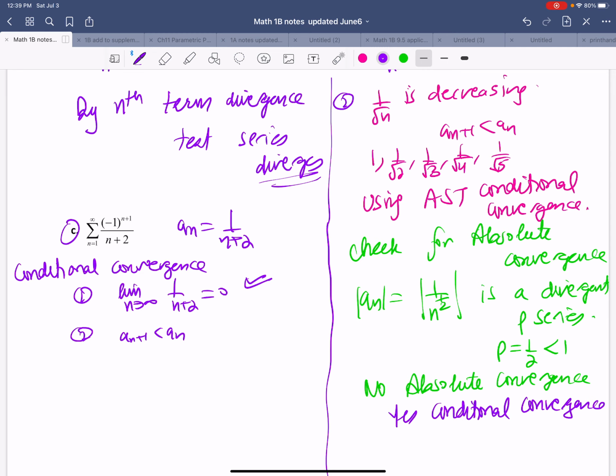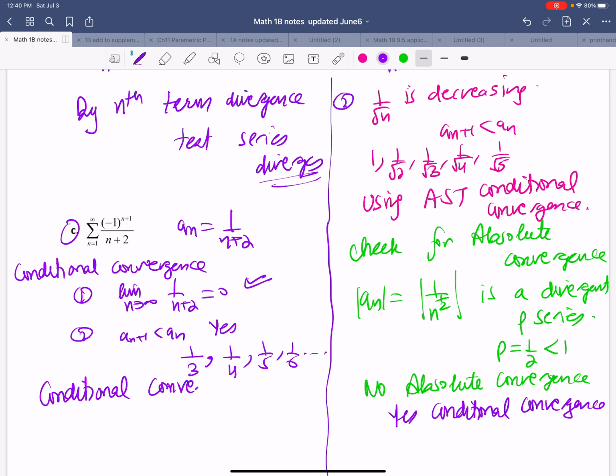That means it's a decreasing series, which is also a yes, because if I plug in n as 1, 1 over 3 is my first term, 1 over 4 is the second, 1 over 5 is the third, 1 over 6. So it keeps on going, starting with 1/3 and the terms are getting smaller and smaller. So we can say, yes, we have conditional convergence.